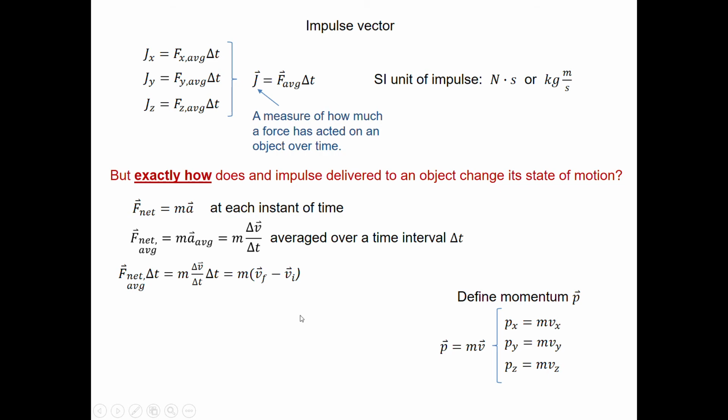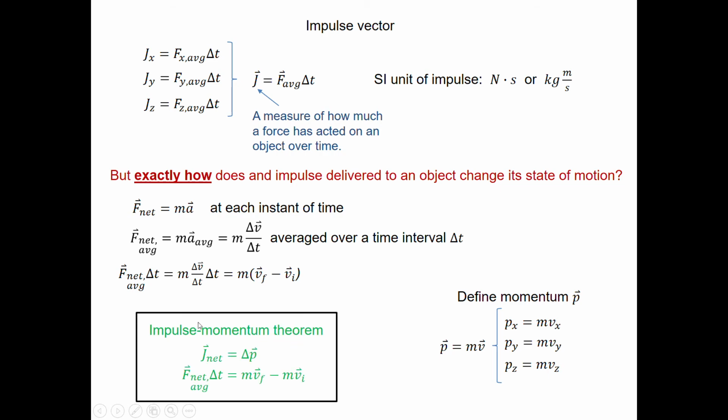So in terms of those, we can re-express this. The left-hand side, F net average times delta t, is the impulse delivered by the net force, or the sum of all the impulses delivered by all the forces. We'll just call that the net impulse. And the net impulse is equal to mv final minus mv initial. We can write that as delta p, the change in the momentum, the change in mv.